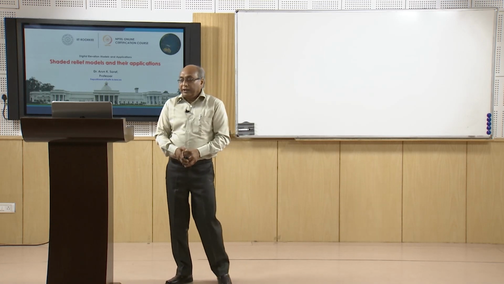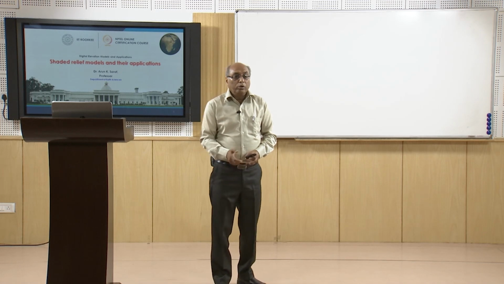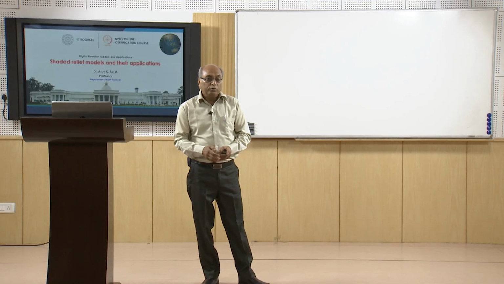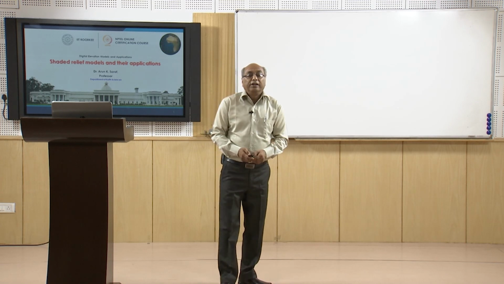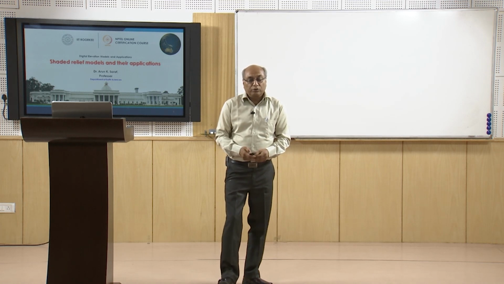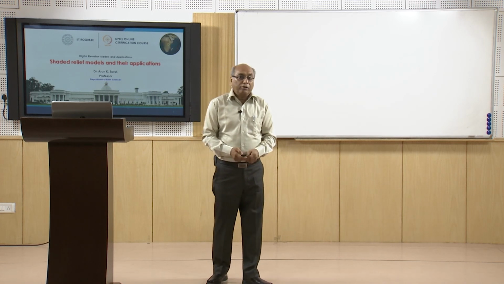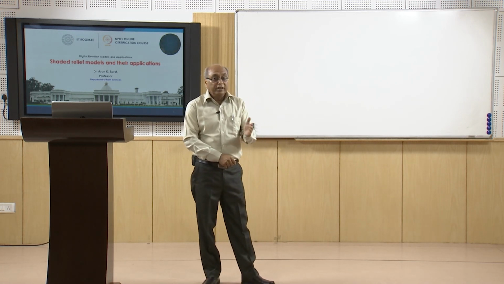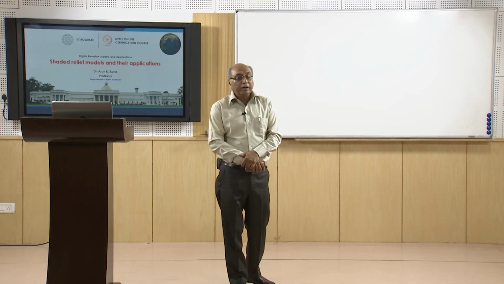A shaded relief model or hillshade simulates the cast shadow thrown upon a raised relief map and, more abstractly, upon the planetary surface represented. That means that if the terrain is flat, then no matter how much illumination is coming and from whichever direction, there will not be any shadow. But if the terrain has undulations and ruggedness, then shadows will be created, no matter from which direction the illumination source is coming. So the effects of this hill shading processing can only be seen for hilly or rugged terrain. And the shadows normally follow the convention of top left lighting, that is the northwest direction, in which the light source is placed near the upper left corner of the map.